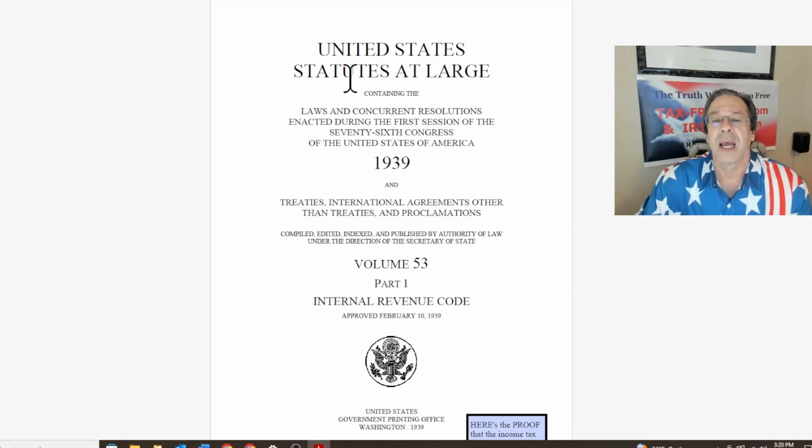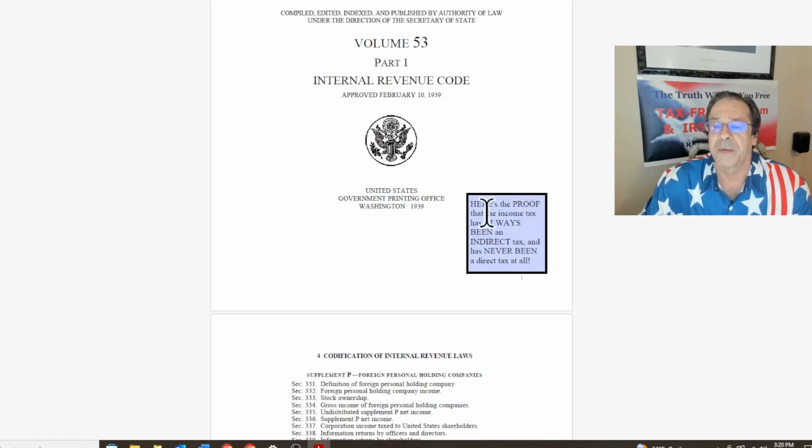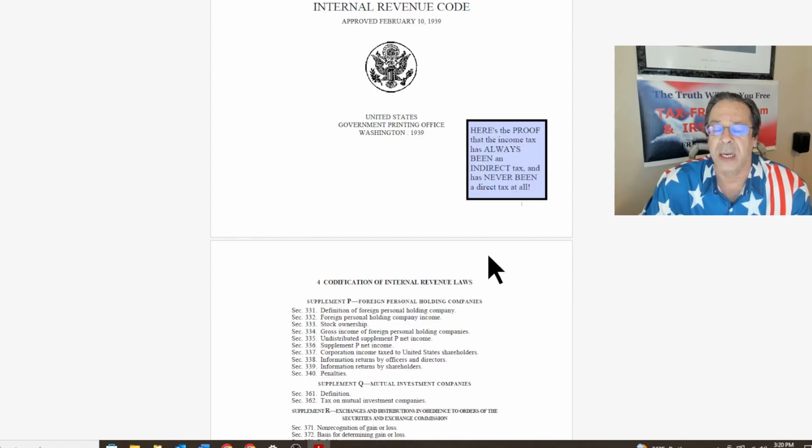So let's look at the 1939 law, which at the time was published as Statutes at Large. And what we're going to find is here's the proof that the income tax has always been an indirect tax and has never been a direct tax at all, and that was reflected in the law as late as 1939.